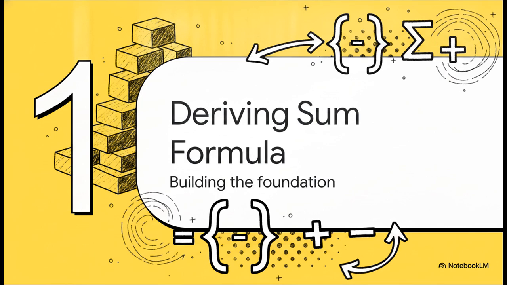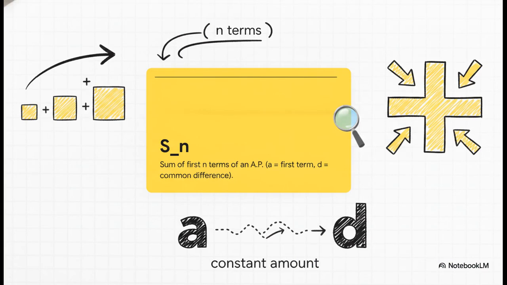You see, in math, we never just memorize formulas blindly. We really want to understand exactly where they come from. Before we jump into the derivation, let's quickly get our basics straight. We use Sn to represent the sum of the first n terms of our arithmetic progression. Now, a is our very first term, and d is the common difference. That's the constant jump from one term to the next. Simple enough, right? Keep these carefully in your mind.